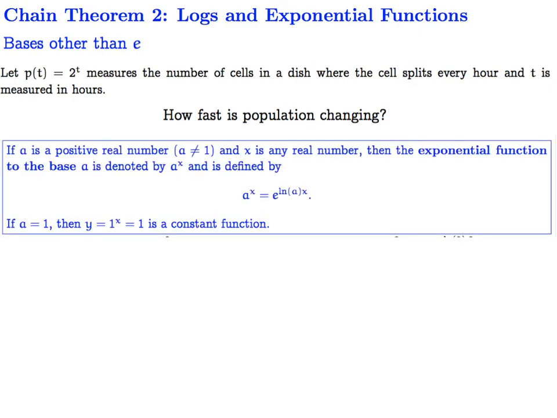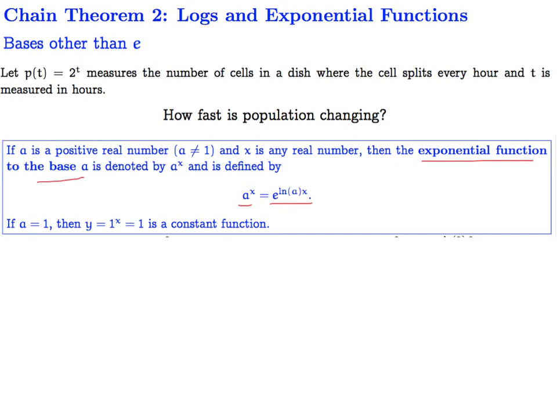Our first definition is that if a is a positive real number and x is any real number, then we can define this new function called the exponential function to the base a. We'll write it as a to the x, but by definition, what it means is to compute this thing, you need to take e to the natural log of a, times x. Little note, if a equals 1, then y equals 1 to the x equals 1 is a constant function. So it's a little boring if your base is 1.